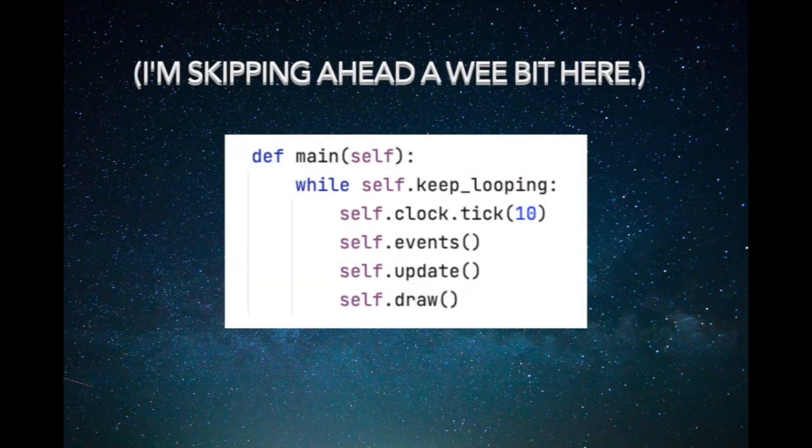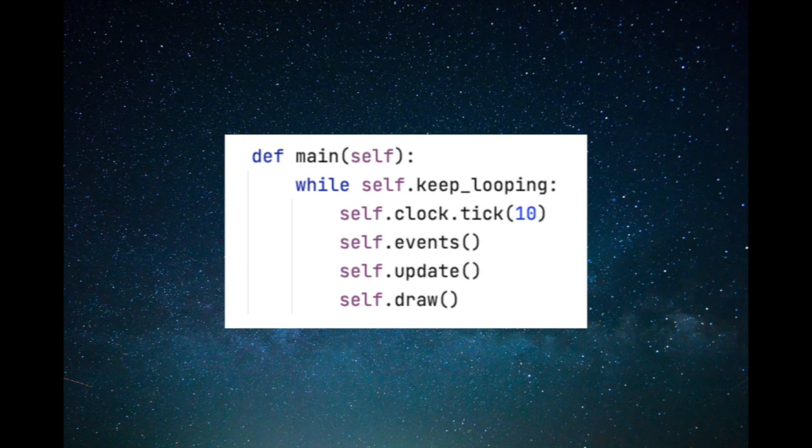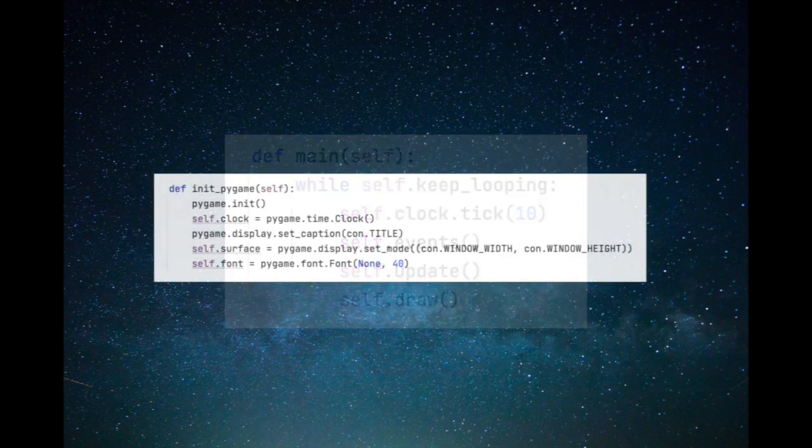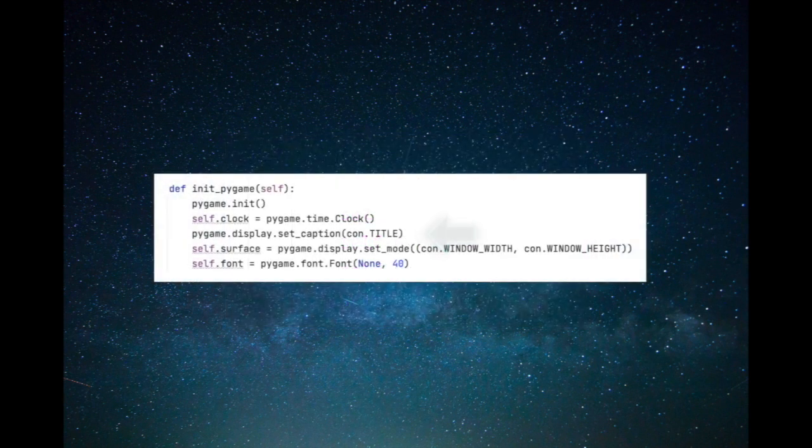About the clock, clock tick 10 means that, at most, 10 frames will be displayed in a second, 10 or fewer. It's a way of slowing things down. Okay, back to initializing the game class. Next we set the title, you don't have to. The next line is very important because it gives us the surface we will draw everything on.